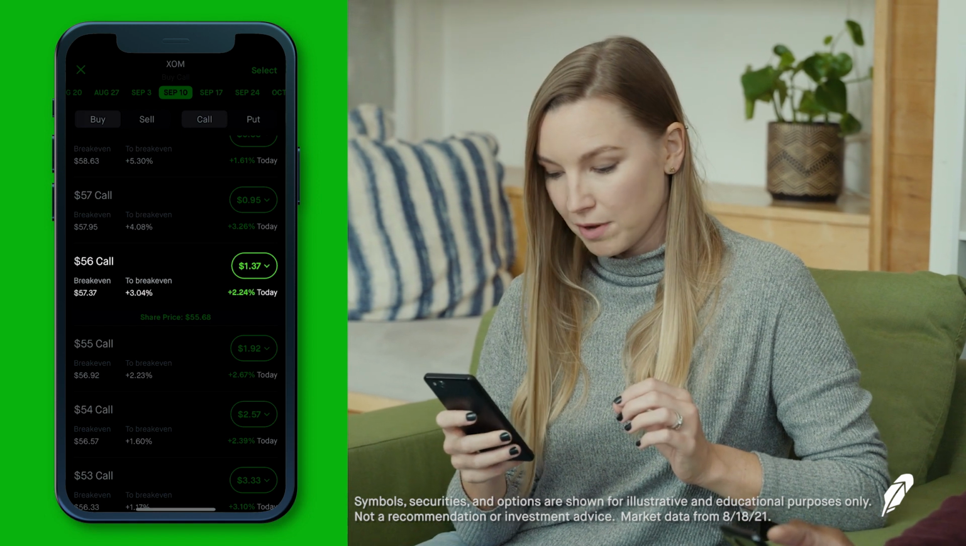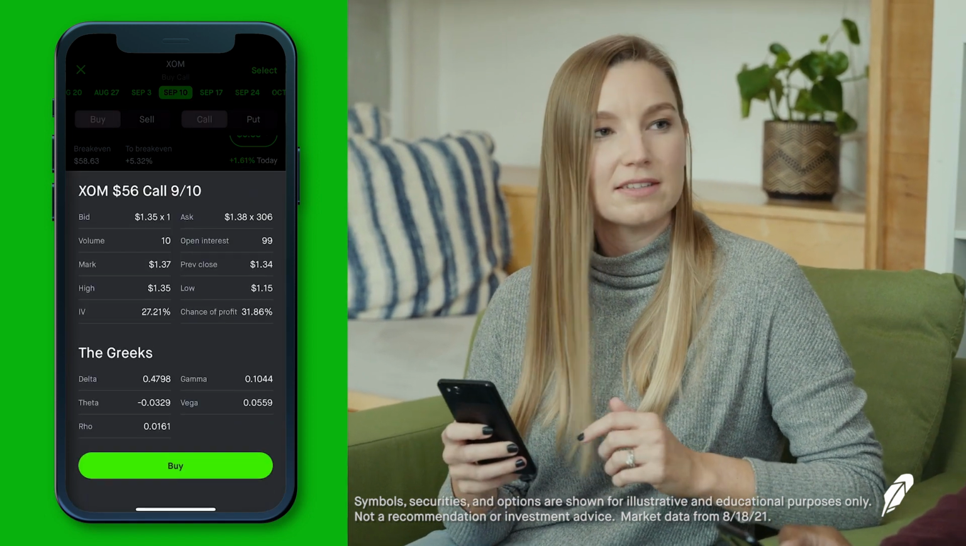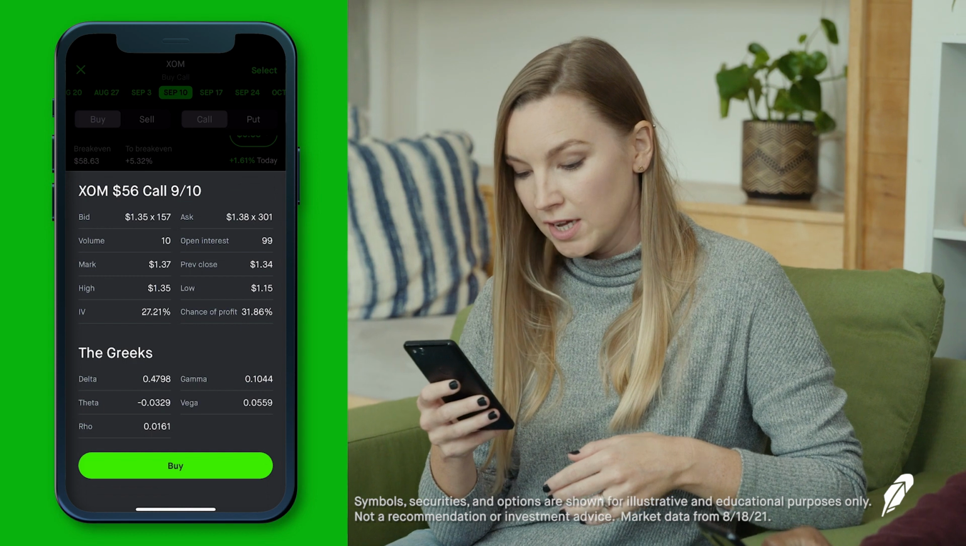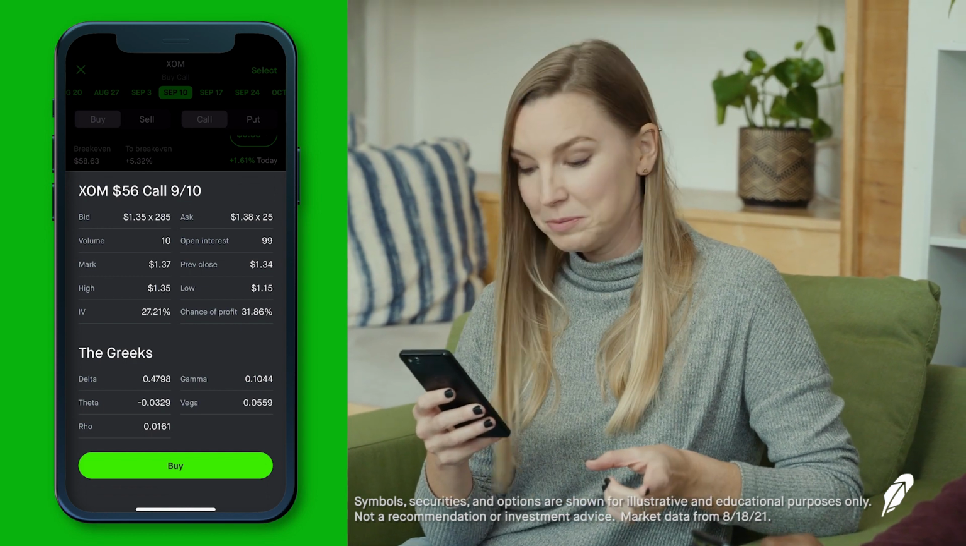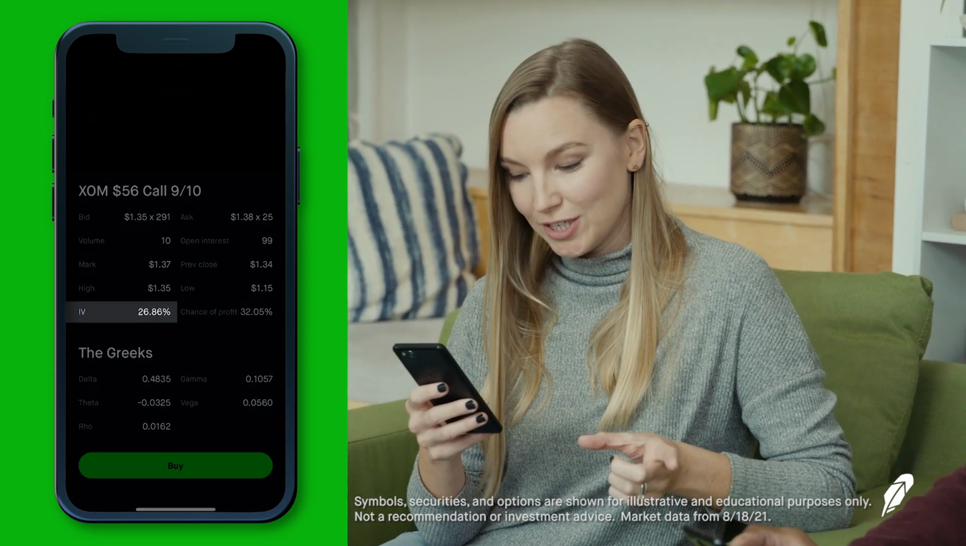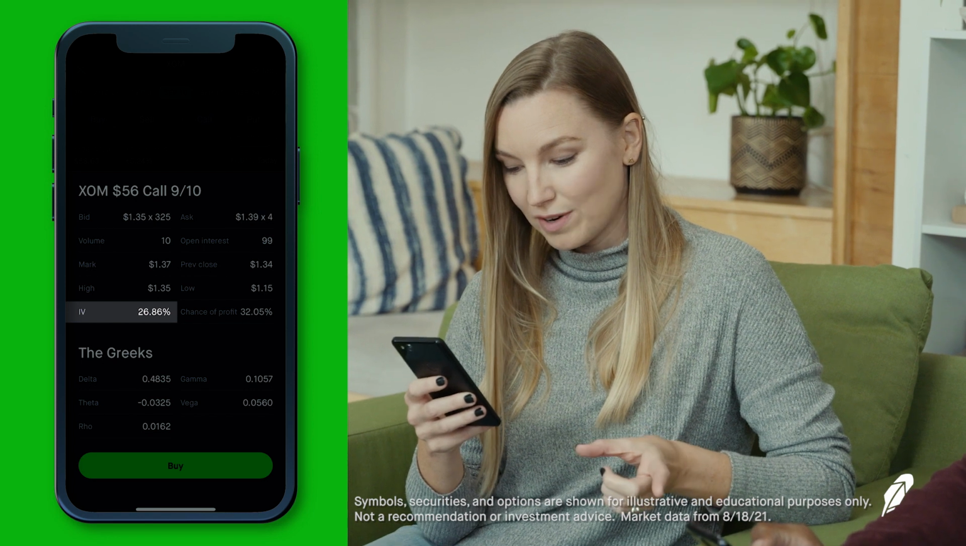So go ahead and tap on that premium again. Let's pull up the stats page for this particular contract. Let's look at that implied volatility. And you notice it is changing a bit, but we've got it at 26.8% right now. So quite a big shift there, and you can see it reflected in the premium.